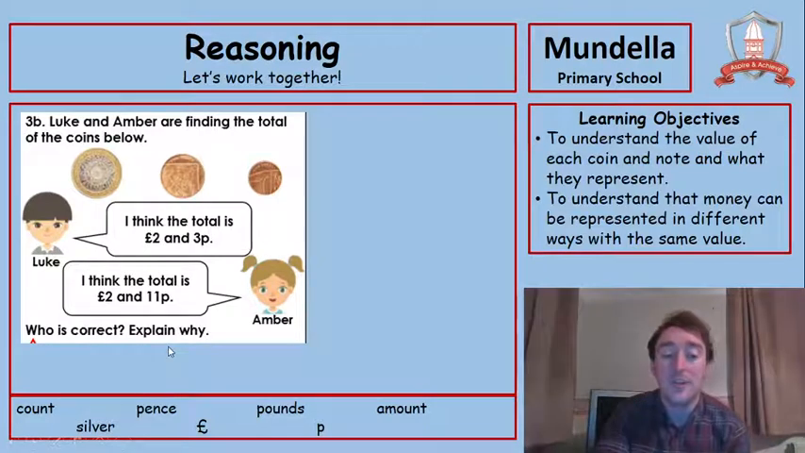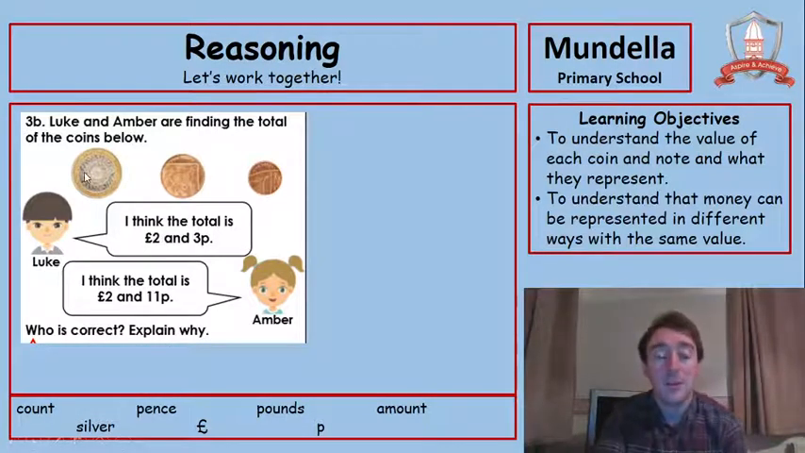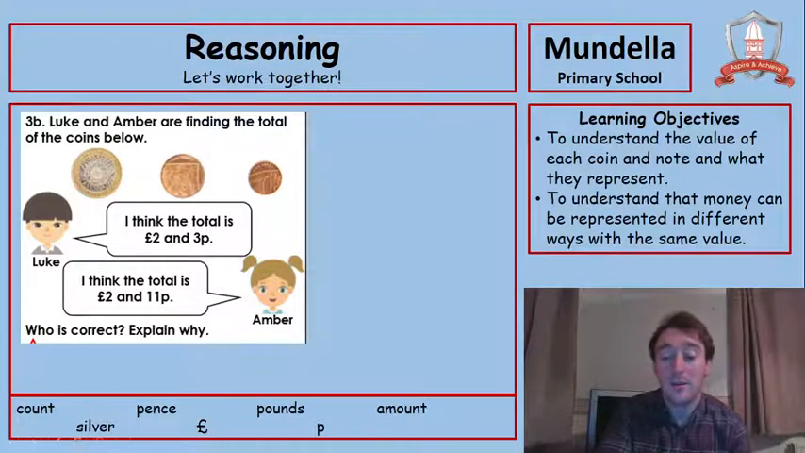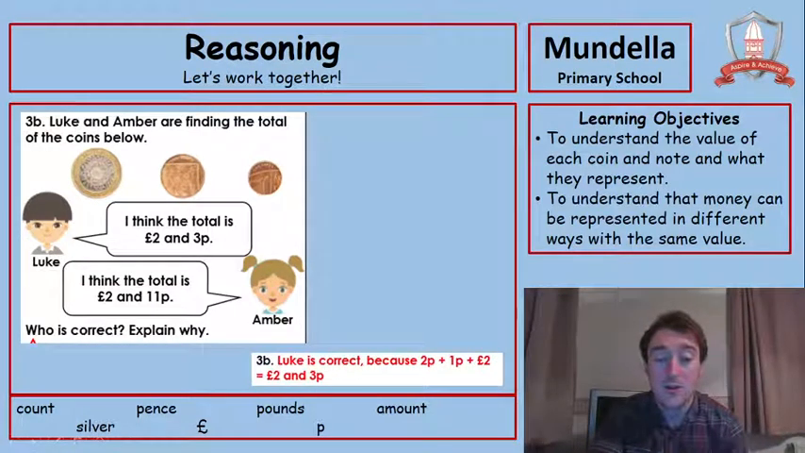So I think Luke is correct, because we have a £2, 2p coin and a 1p coin, which makes £2 and 3p. And Amber might be a little bit mixed up with the coins and what they're worth. So let's see what I would write. Luke is correct, because 2p add 1p add £2 equals £2 and 3p. There we are.